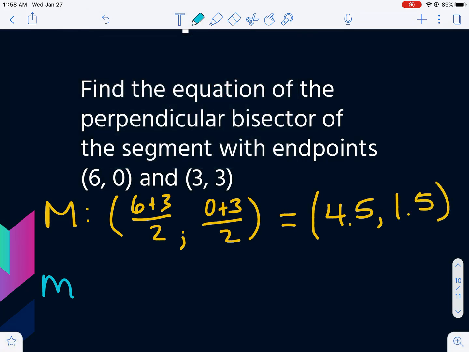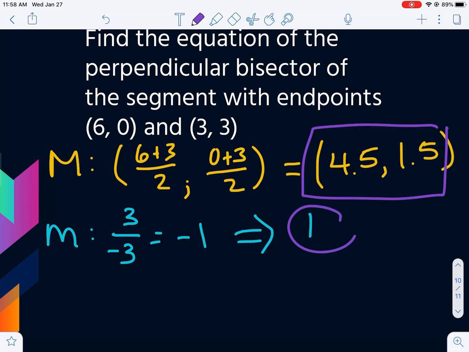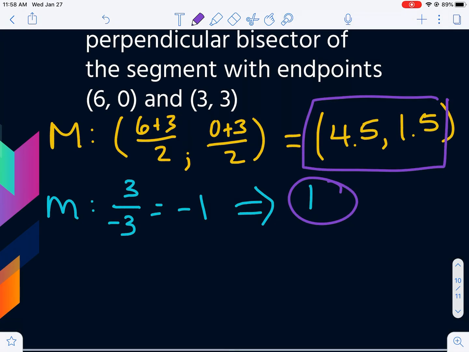Then I'm finding my original slope. I'm going up 3 and then I'm going down 3, so that original slope is negative 1, which means my negative reciprocal of negative 1 is positive 1. I need to use my midpoint and my negative reciprocal slope to make sure that my equation is perpendicular.